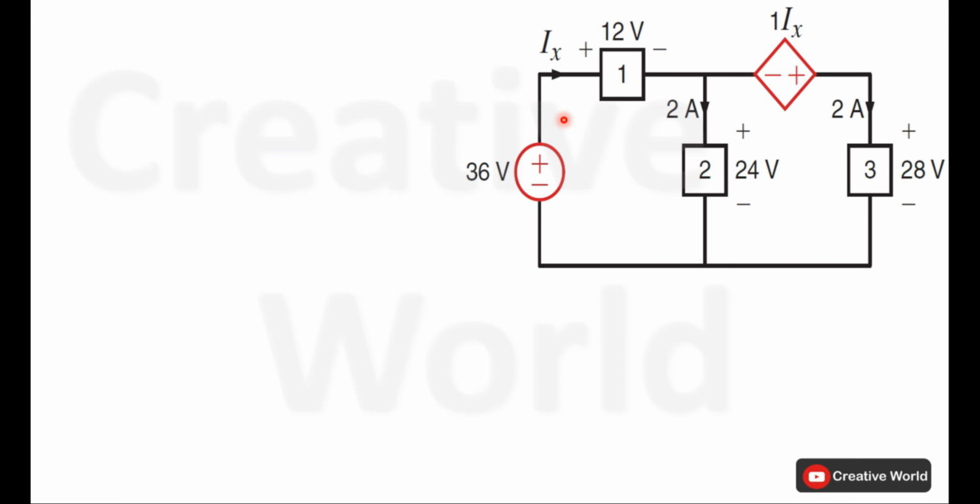Before the use of Tellegen's theorem, we have to calculate the power of all elements inside this circuit. We will start with element 1. Element 1 has 12 volts across it and the current through it is Ix. And this current is entering from the positive terminal and leaving from the negative terminal. So according to passive sign convention theory, this current will be taken with a positive sign and the voltage across it is 12 volts. So the power of element 1 will be 12 multiplied by Ix, equal to 12 Ix watts.